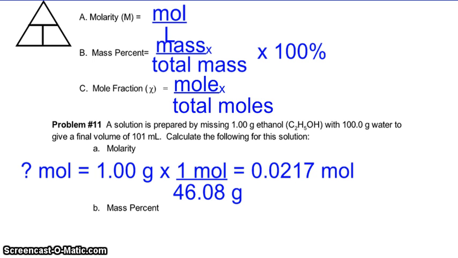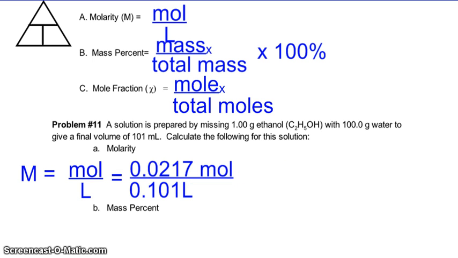So now we're going to plug that back into our equation. I substitute now the moles of the ethanol over the liters of solution. Notice that the volume here is 101 milliliters, so I divided by 1,000 to get 0.101 liters. And then if you do the math, you get this as a final answer. So your molarity is 0.215 molar solution.